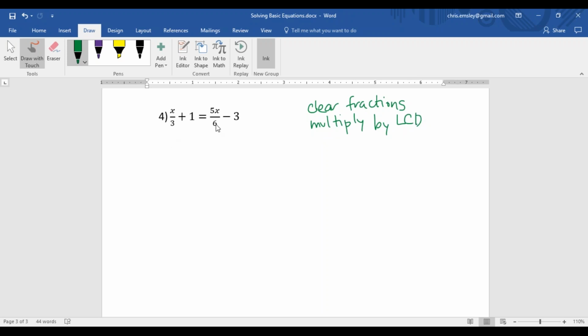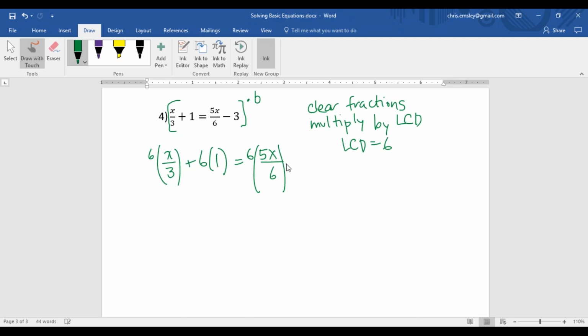Okay, our denominators over here are 3 and 6, so our LCD is going to be 6. So I'm going to multiply every piece of that equation times 6. So I end up with 6 times x over 3 plus 6 times 1 equals 6 times 5x over 6, and 6 times 3. We want to go ahead and simplify this now.